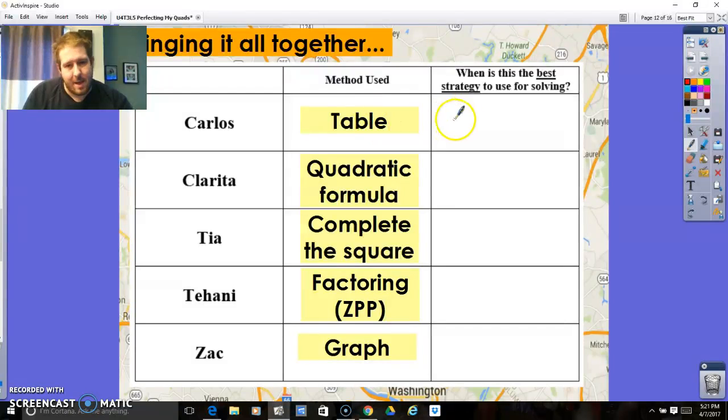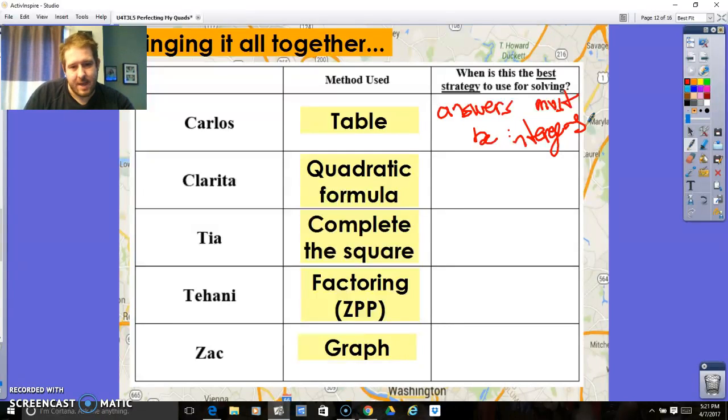So Carlos liked to make a table. When is that the best strategy? That only is a good strategy when the answers are integers. Answers must be integers. Because if it's not an integer, then you're going to look at that table and you're not going to see the answer. If you really know how to use the calculator pretty well, you know how to set the table to go by whatever increment you want.